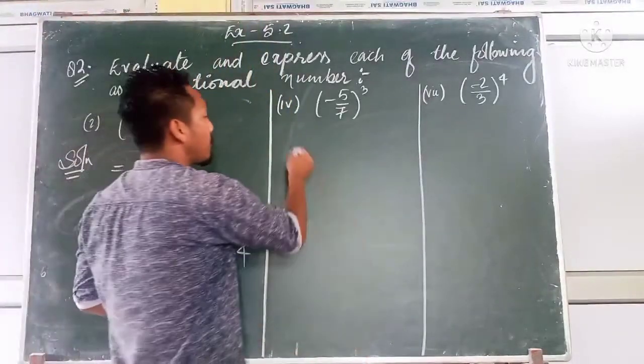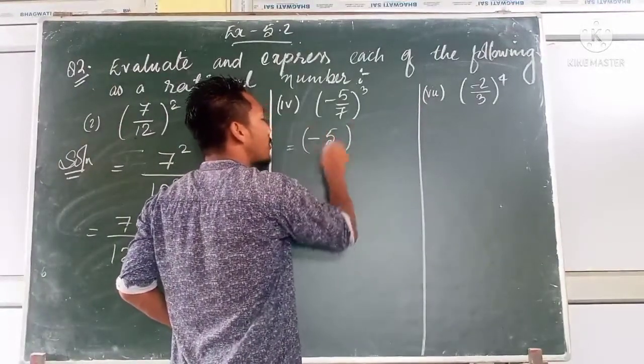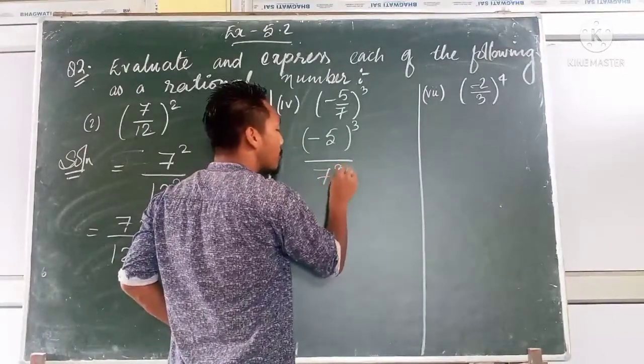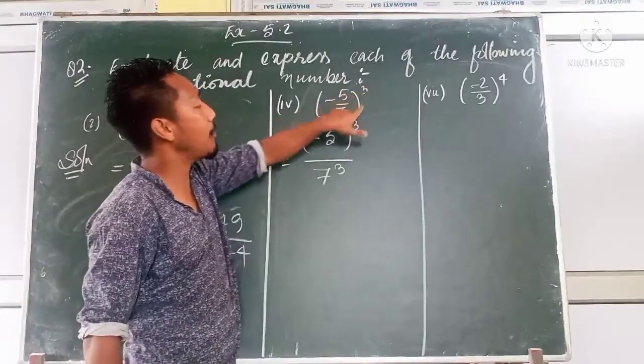Okay, so next we have here minus 5 to the power 3, and then we also have to write 7 to the power 3. So 3 I'm writing with 5 also, and 3 I'm writing with 7.